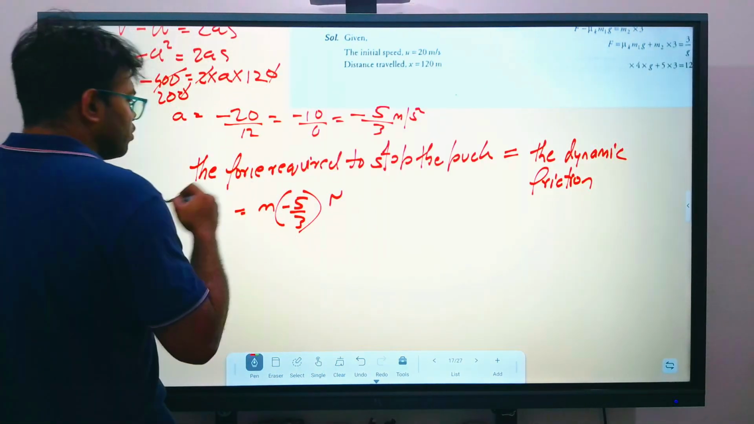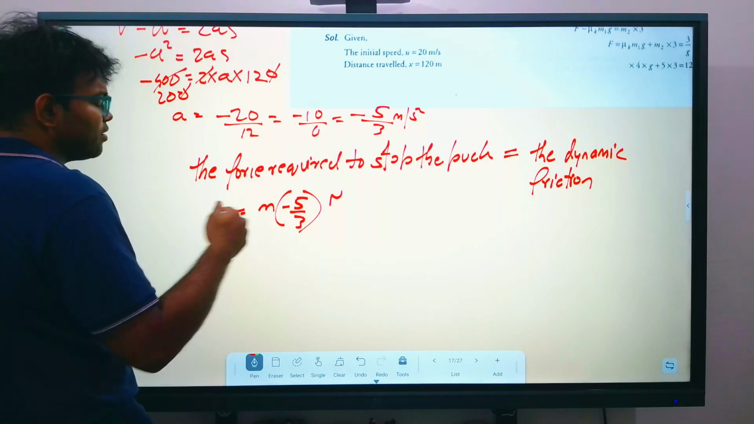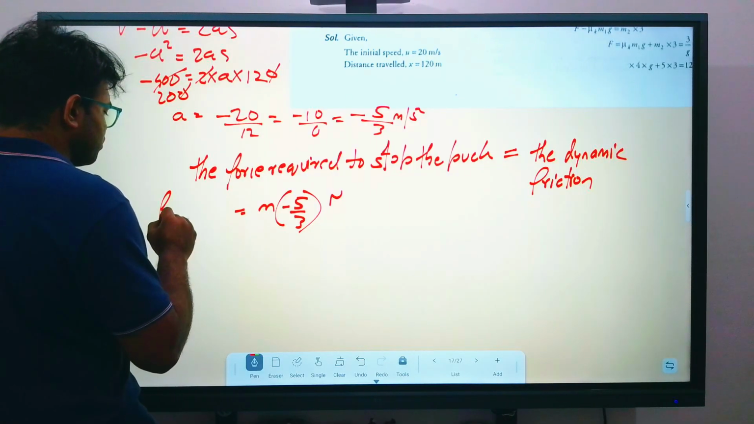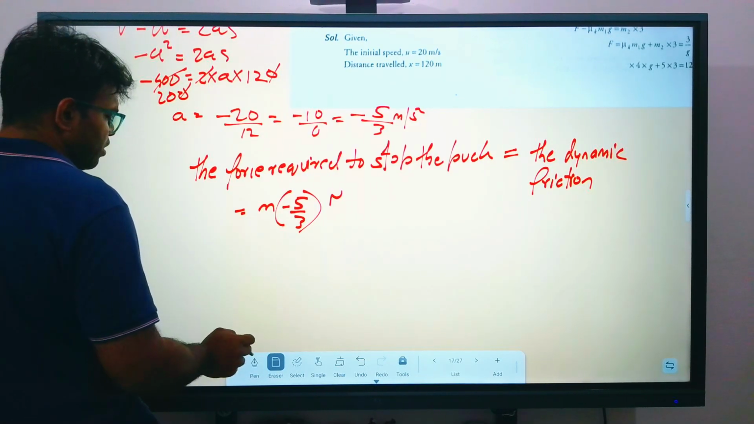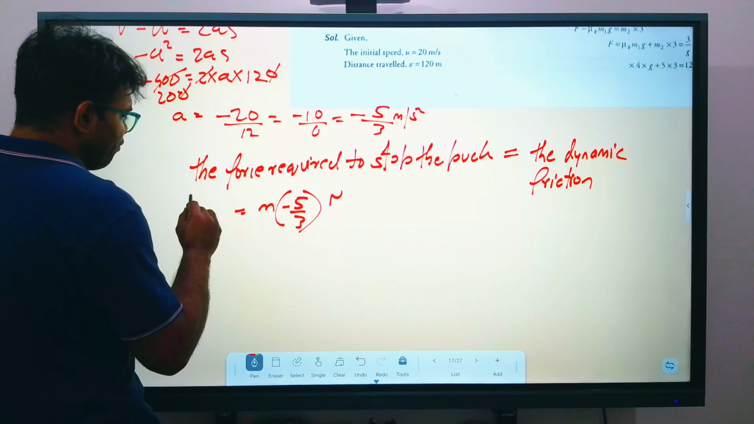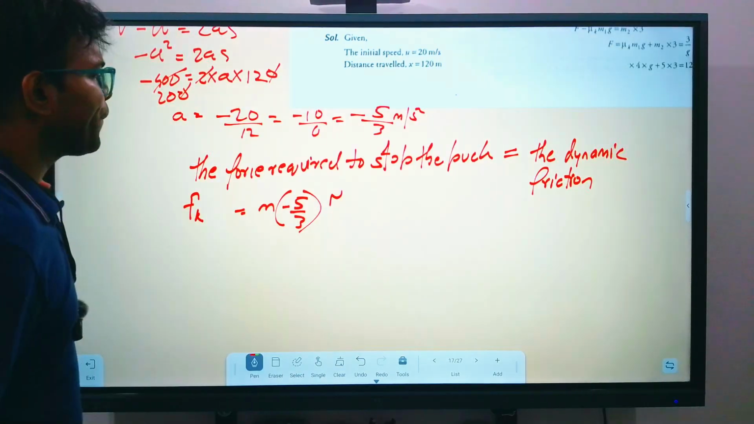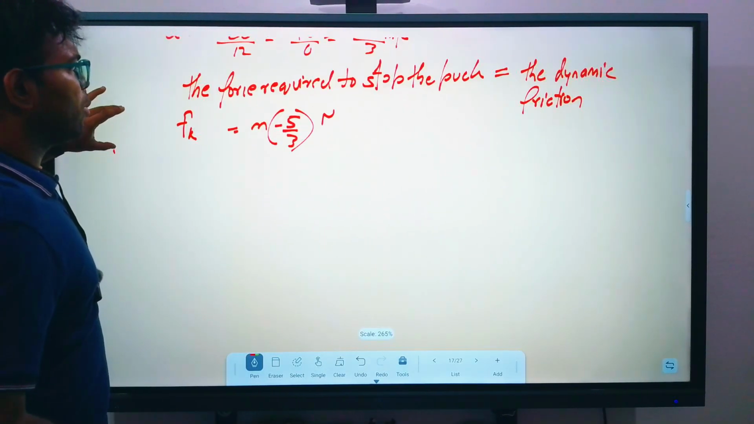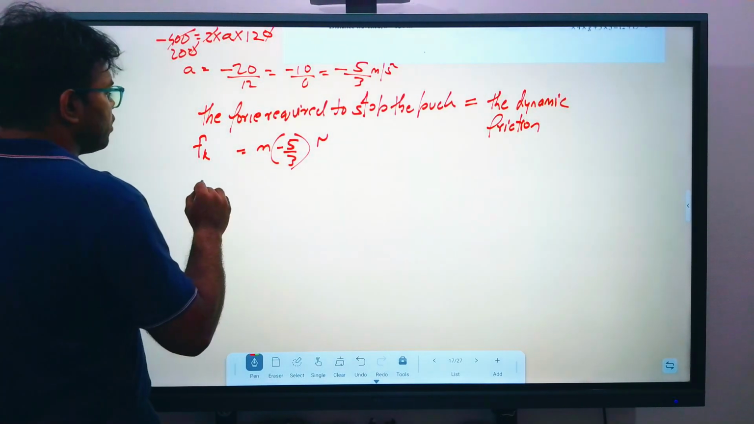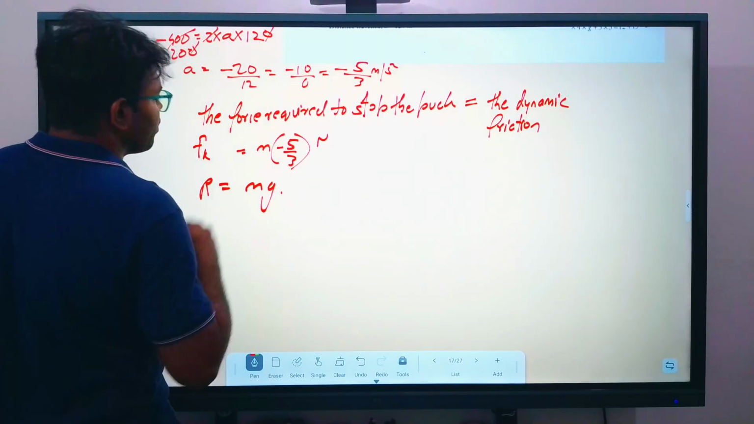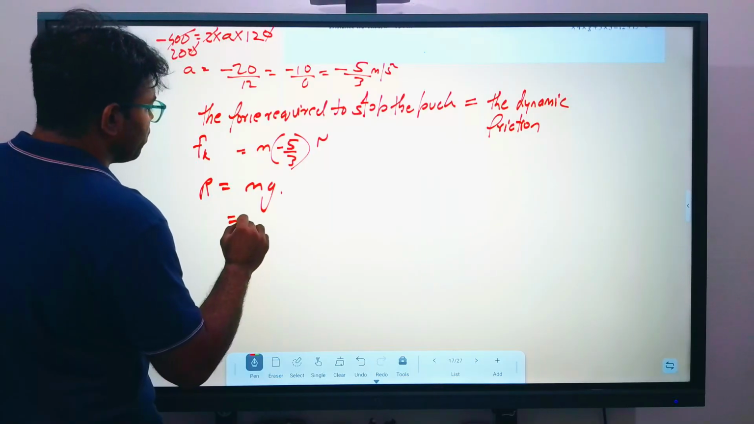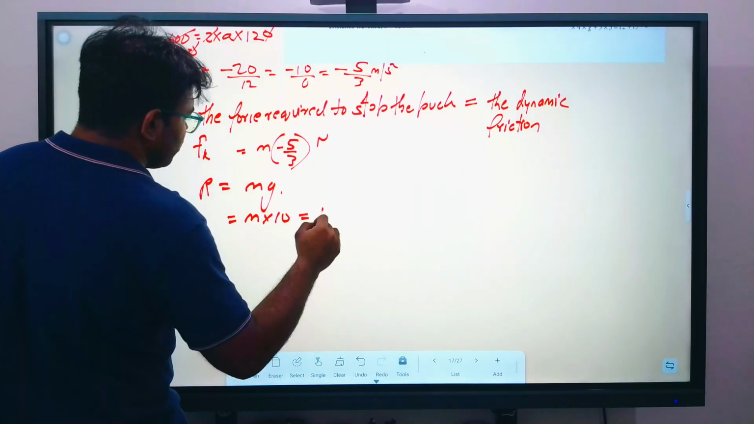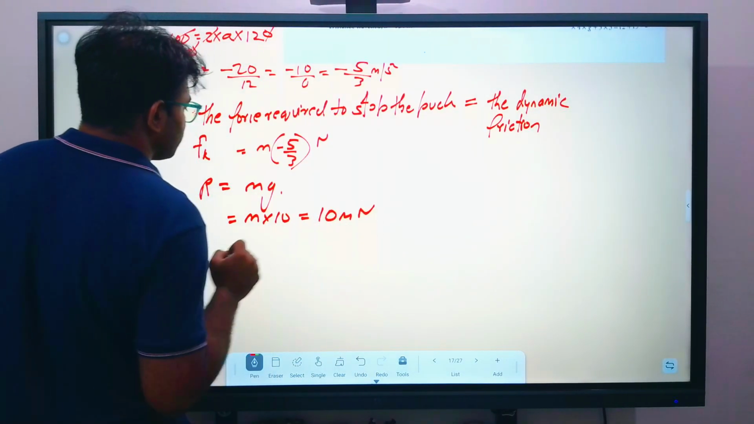Newtons. This is the frictional force, F kinetic. Now, what is the normal reaction going to be? The normal reaction should be equal to mg, so equal to m multiplied by 10. So it is 10m newtons.